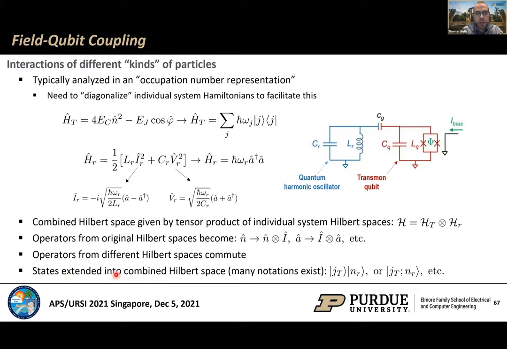And then we're also going to need a little bit more expanded notation for the way we represent our states, where there are all sorts of different ways that you'd write it, but it's basically the same concept. It's whatever the J state was, tensor product with the Fock state, or the number state, in the resonator, for instance.